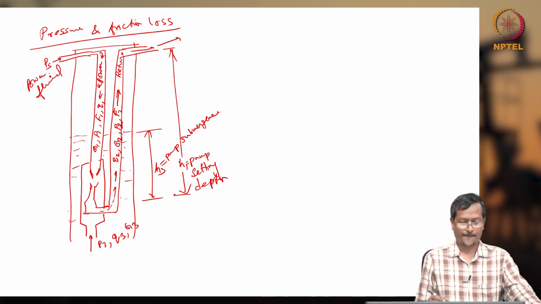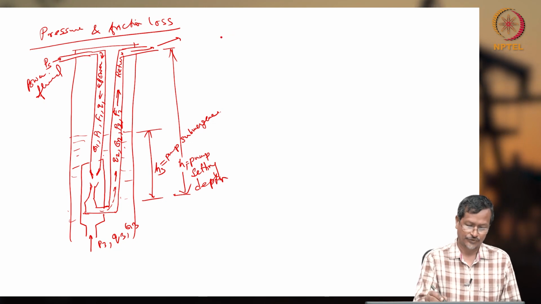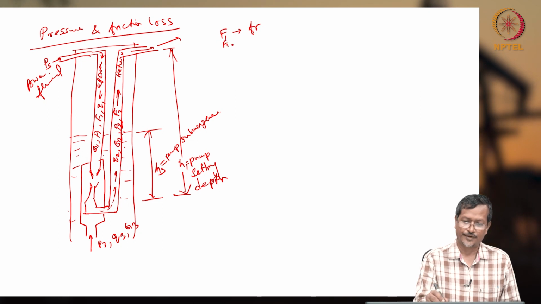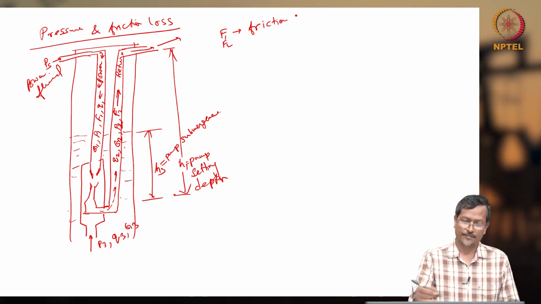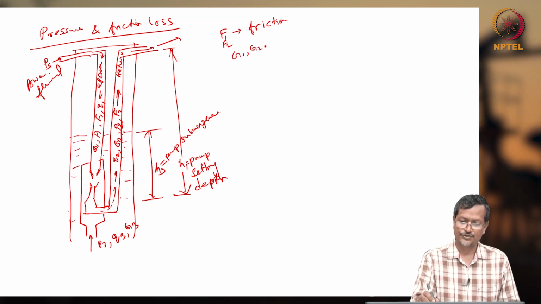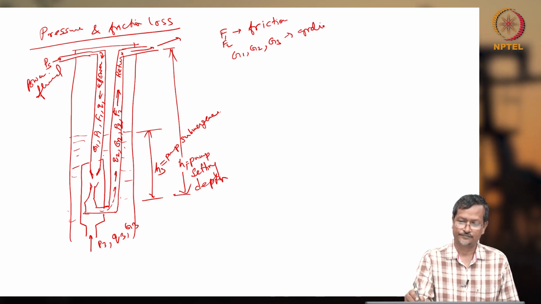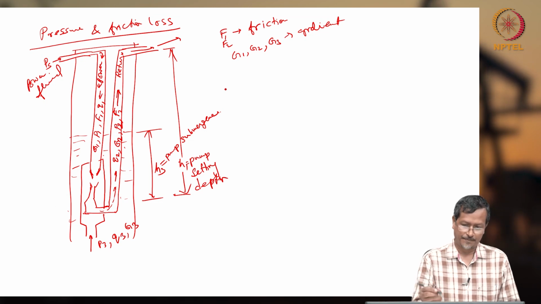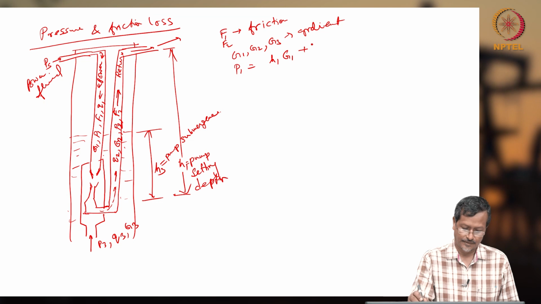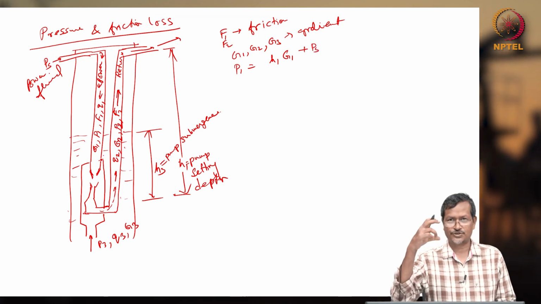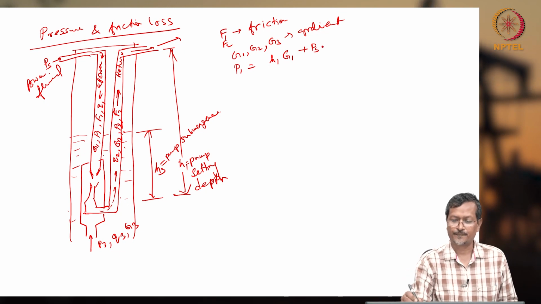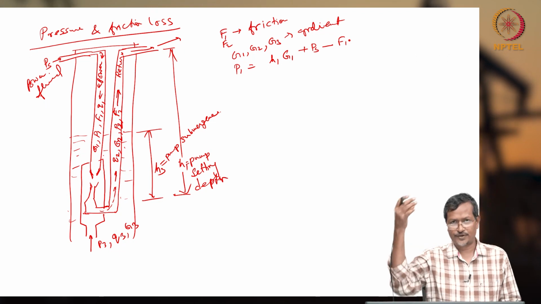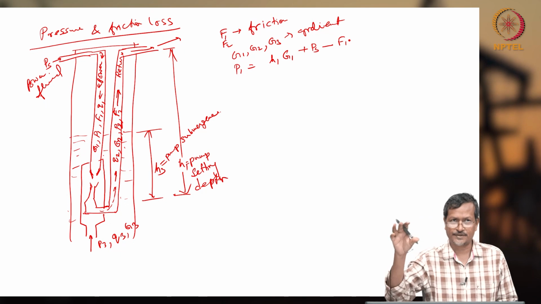Now, frictional pressure drop: F1, F2 is the friction, and F3, we are assuming there is no friction on the suction side. G1, G2, G3 are the hydraulic gradients. Then P1 equals H1 G1 plus PS, the surface pressure, from which you are pumping, plus the gradient times the fluid column weight, that is H1 G1, minus the frictional pressure drop F1, because when fluid is going down, friction is resisting, so that friction part must be subtracted.